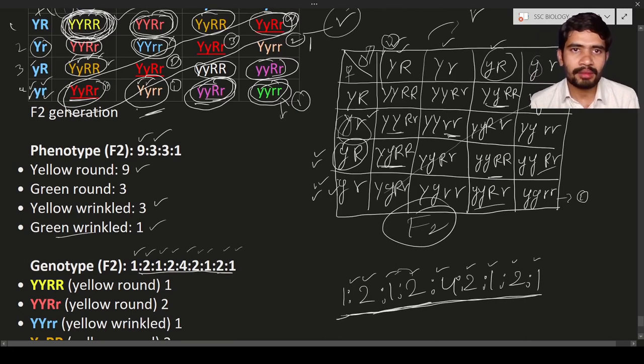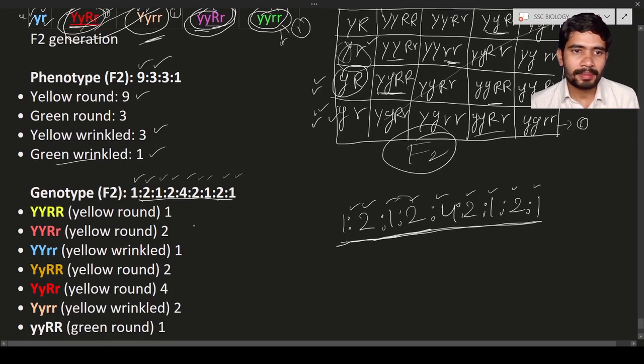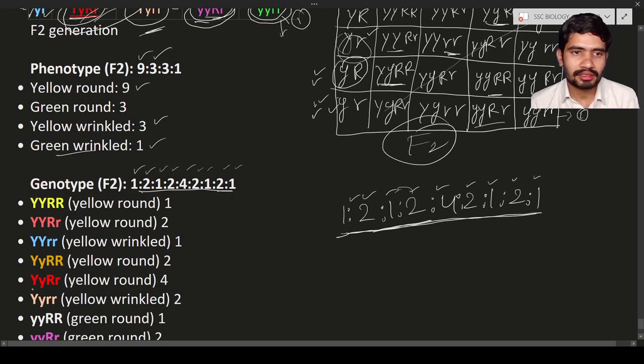So again go for the middle one. Okay, go for the diagonal way, from the bottom left to the top right. Okay, count this. How many are there? 4 are there. Okay, first simply in the middle write capital Y, small y, capital R, small r. So that will be the yellow round, that is 4. Okay, middle is over. So it means this individual is over.